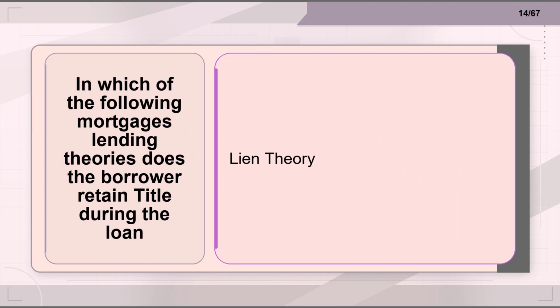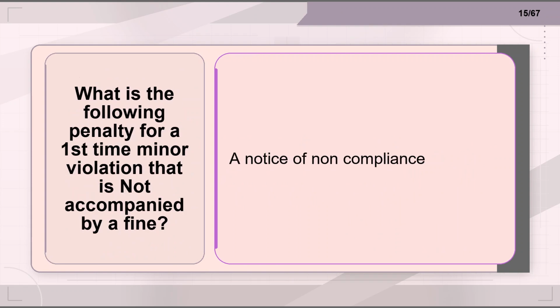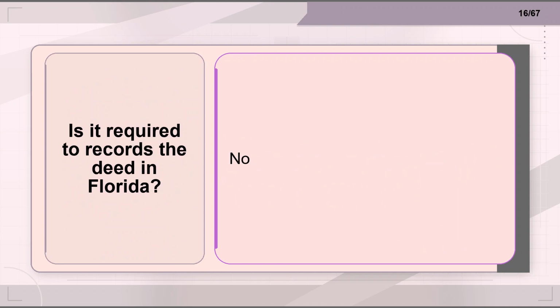Flashcard 14. Term. In which of the following mortgages lending theories does the borrower retain title during the loan? Definition. Lien theory. Flashcard 15. Term. What is the following penalty for a first-time minor violation that is not accompanied by a fine? Definition. A notice of non-compliance. Flashcard 16. Term. Is it required to records the deed in Florida?